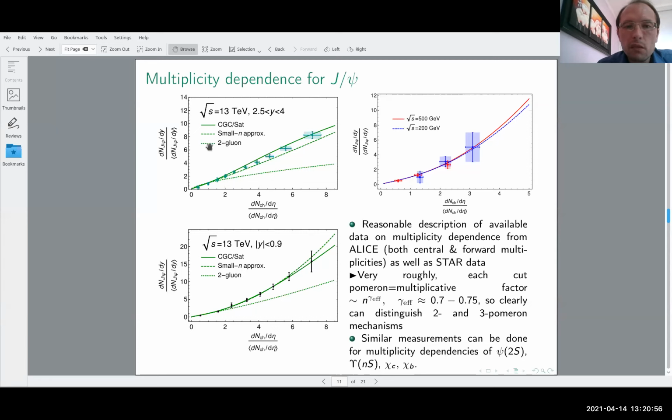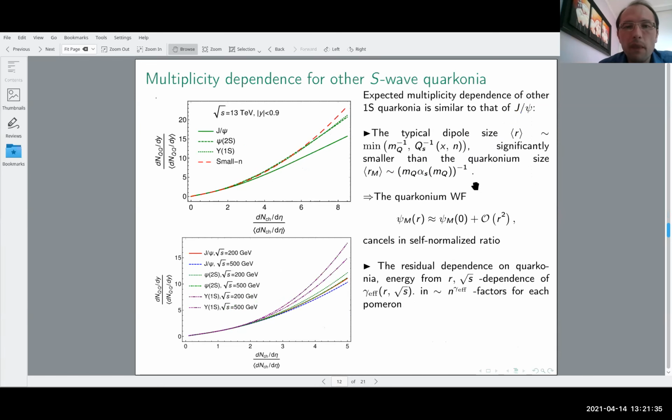We can see also that the two-pomeron mechanism, which is marked here by 2 gluon and shown by the dotted line, significantly underestimates the expected multiplicity dependence. In contrast, our theoretical approach based on inclusion of both 2 and 3 pomeron production describes the data reasonably well. We also checked that for RHIC, the description is also quite reasonable, which implies that the energy dependence is correct. So we can try to extend our approach to other quarkonia states, like for example psi(2S), upsilon, and chi_c. So far there is no experimental data, but it's interesting just to have some predictions to check our theory.